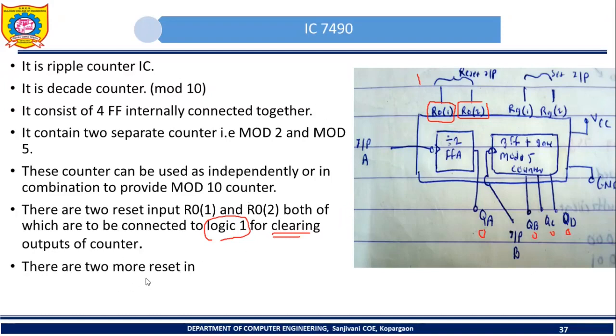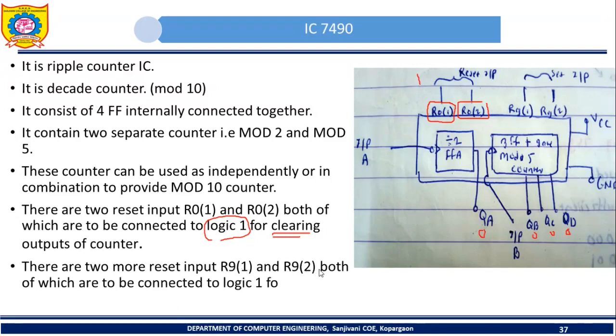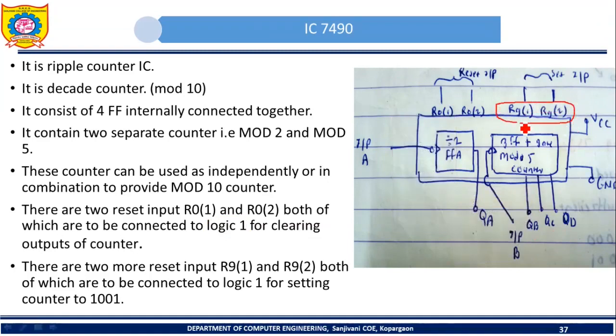Now in this 7490 you will find two more reset inputs. One is R91 and the second one is R92. We have these two input pins R91 and R92. How to read R9? R9 means reset to 9. R0 means reset to 0. If you want to reset this counter to 9, what will be the output? 9 means the most significant bit will be 1, then the next bit will be 0, the next bit will be 0 and the next bit will be 1. So this is binary 9. If I convert it into decimal, I will get 9.